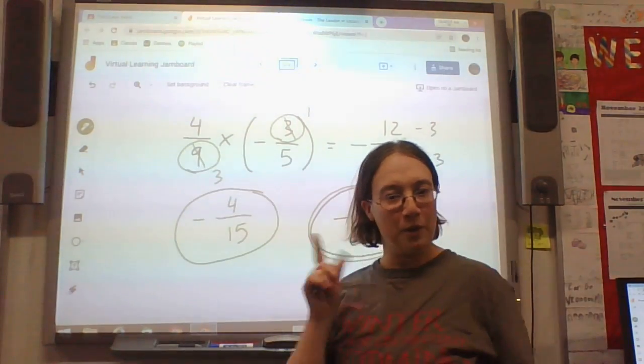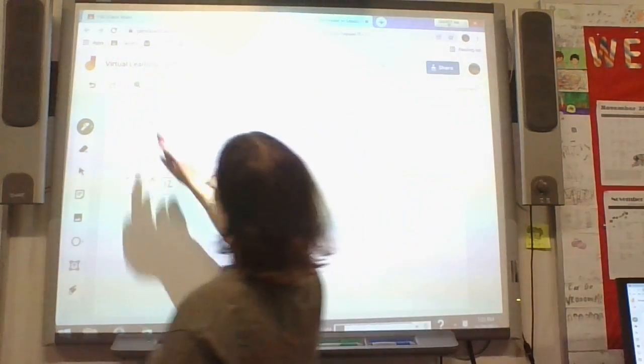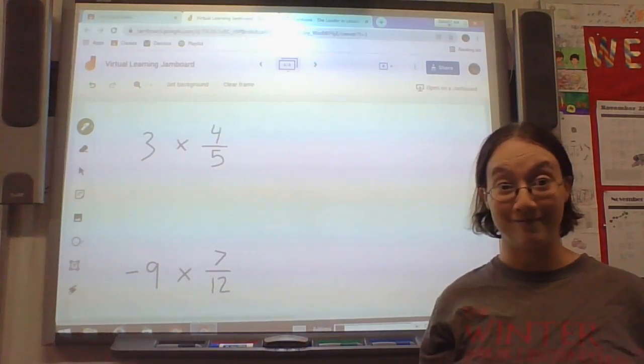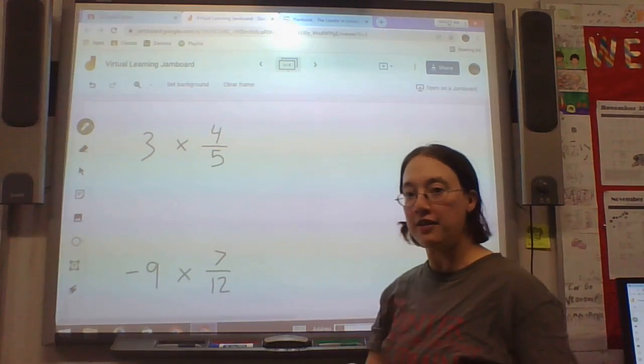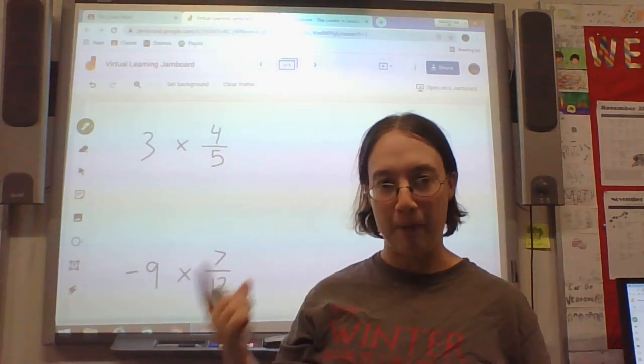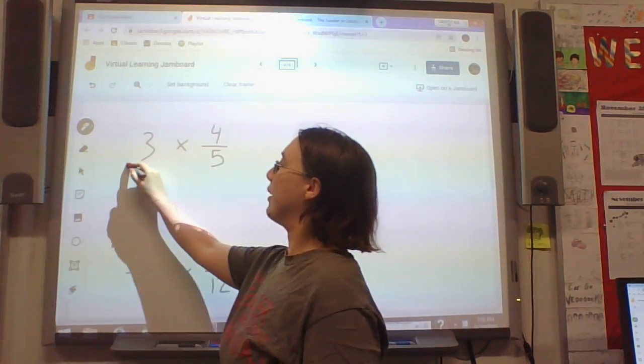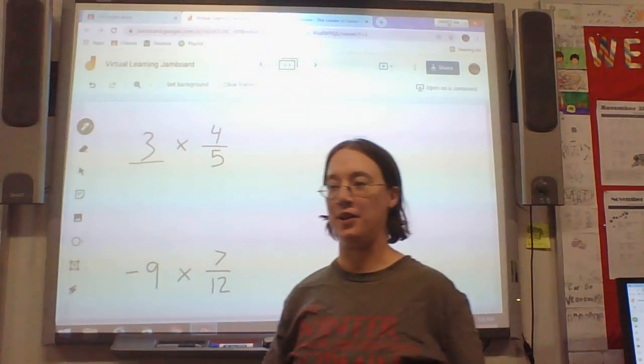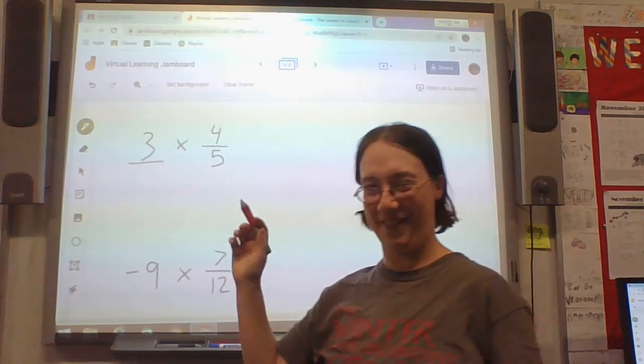Okay, a couple weird things that could be happening. What if one of our fractions isn't a fraction? If we don't have a fraction, what number is automatically on the bottom anytime we have a number there? I don't want to put a number there. What can I put there? I feel like Dora the Explorer here. Hopefully you said 1.